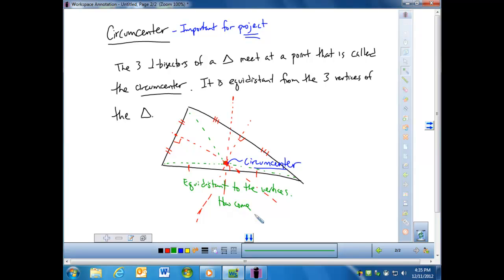Now, why does that work? Any ideas? Why is the circumcenter the same distance away from each of the vertices? I would love if you and your partner would figure that out. Come on, you can do it. Put your thinking caps on right now.